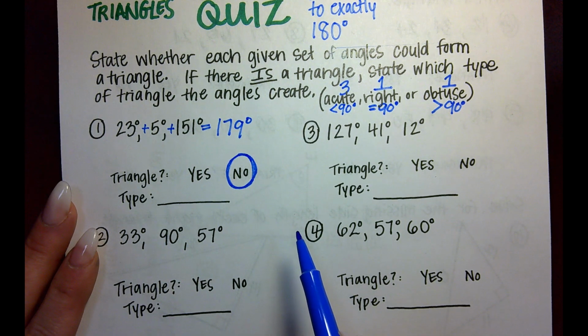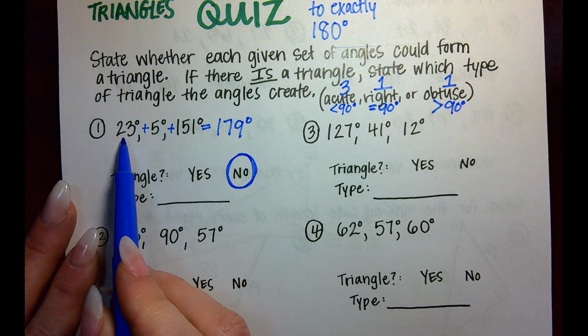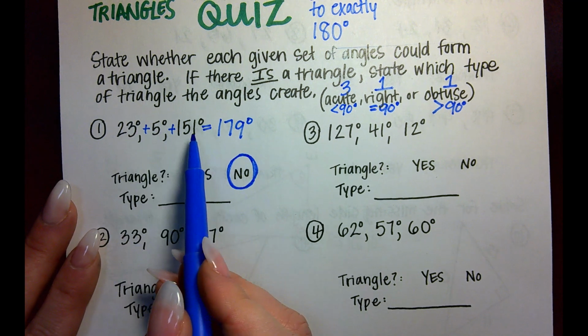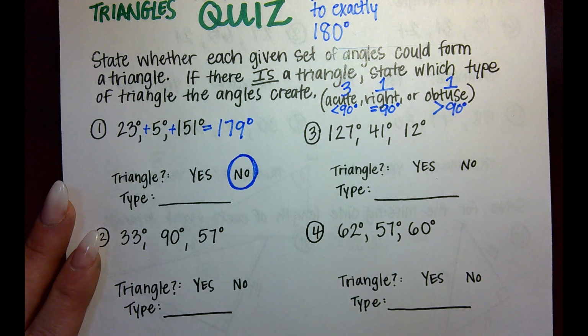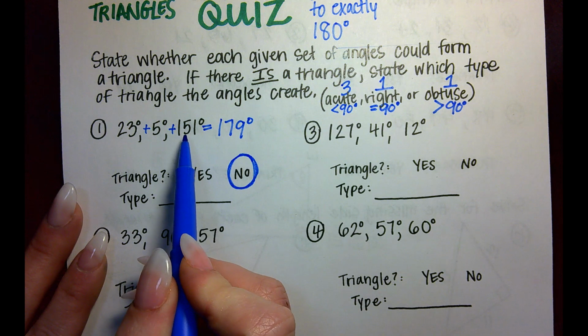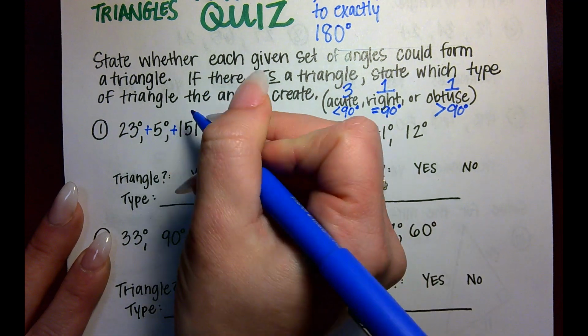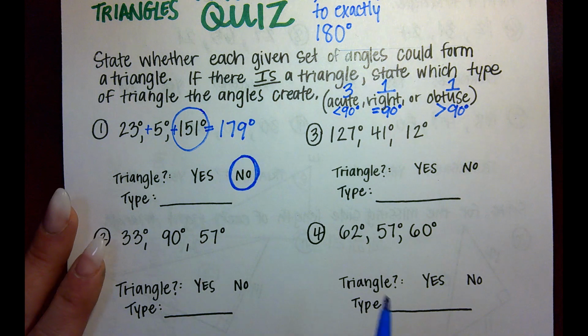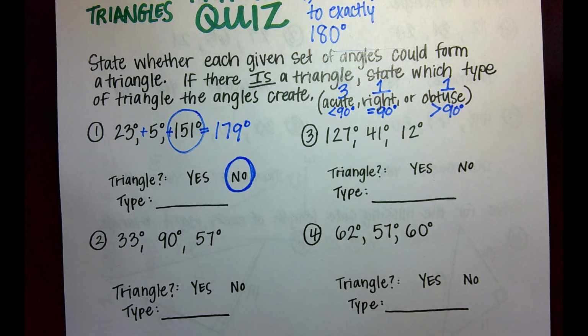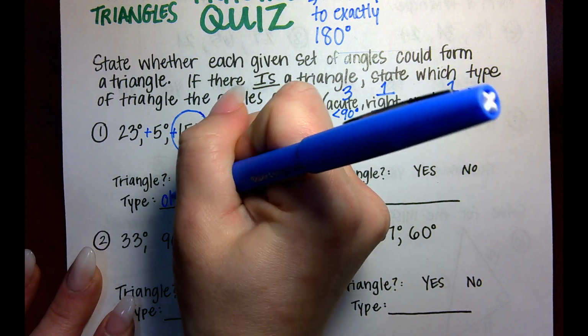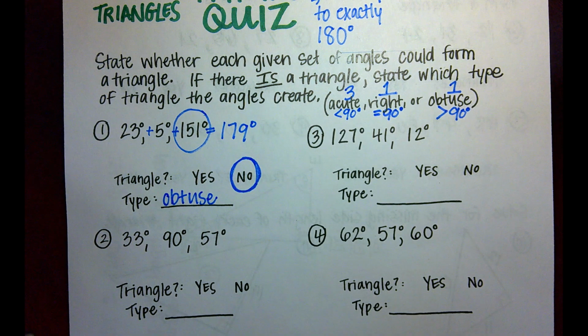Would it be acute? I have a 23 degree angle, that's less than 90, 5, that's less than 90, 151. It would be right? Do we have a 90 degree angle? It would be obtuse. We have one angle that is greater than 90 degrees. So because of that, it makes it obtuse? Yes. So if a triangle is acute, then all three have to be under 90. If it's a right triangle, you just need one 90 degree angle. If it's obtuse, you just need one that's bigger than 90 degrees. So this would be an obtuse triangle.